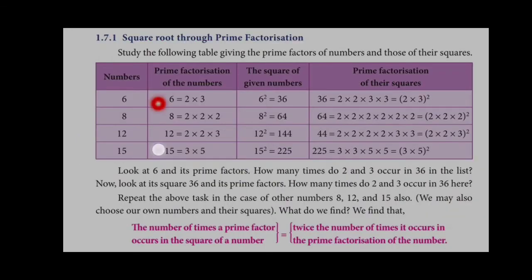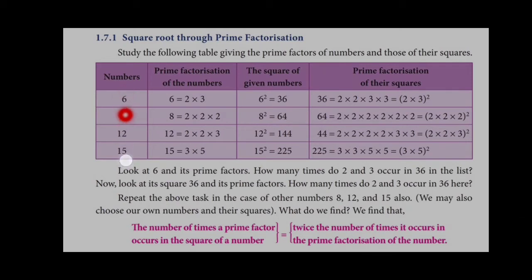The next one is square root through the prime factorization method. We have already solved prime factorization using the LCM method with prime numbers. What is a prime number? A prime number is divisible only by 1 and the number itself. So using prime numbers we can find the square root.